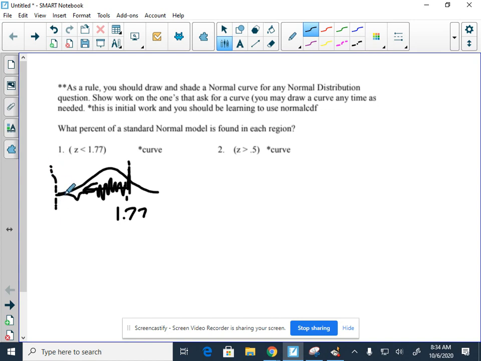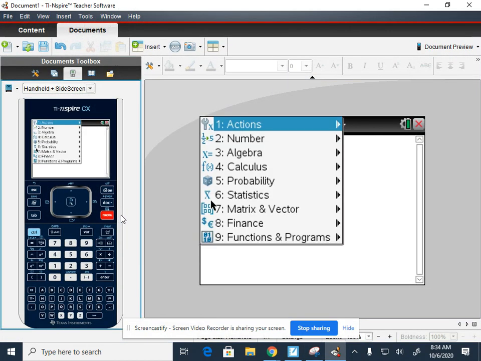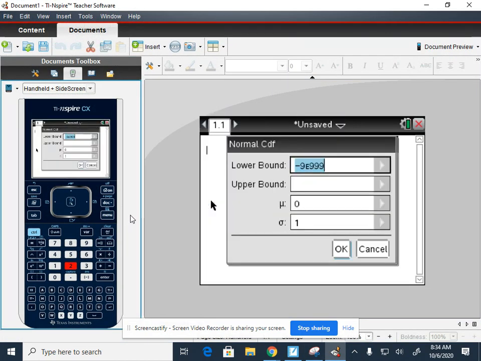This value, remember, we're going all the way down here to negative infinity. So where that starts, that's your lower boundary or your left hand. This is your upper boundary or your right hand. So we're just going to put in a really big negative number. So we're going to go menu 652. That's the normal CDF, and that finds the area.